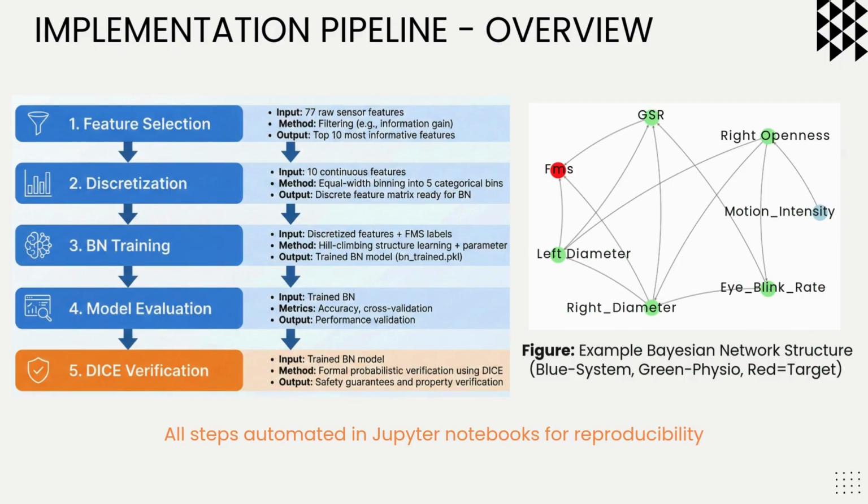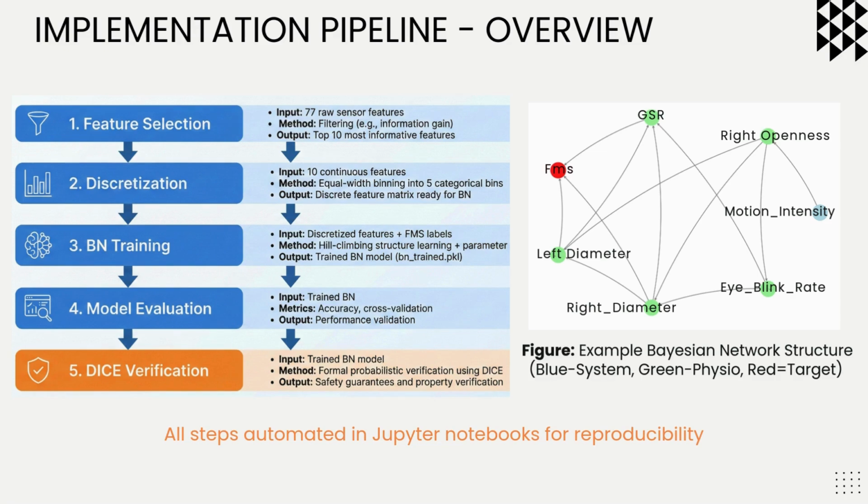Okay, so the implementation follows a structured five-stage pipeline, each captured in a separate notebook. All preprocessing and training steps are fully automated and reproducible. Initially, I started with the 77 raw sensor features from the VR walking dataset and applied information gain filtering to identify the most important features. Then I discretized all continuous features into five bins, as the Bayesian network requires categorical data for structure learning.